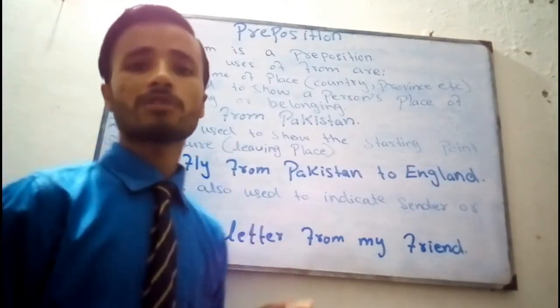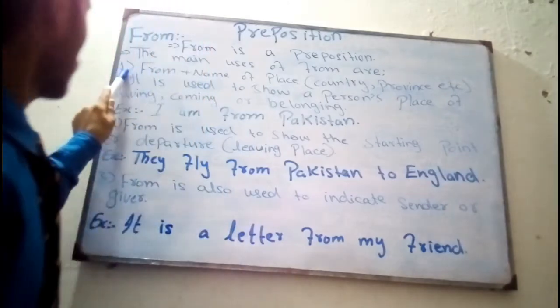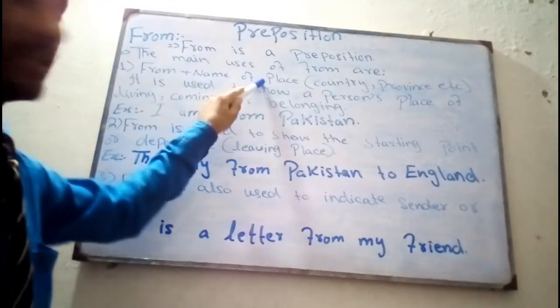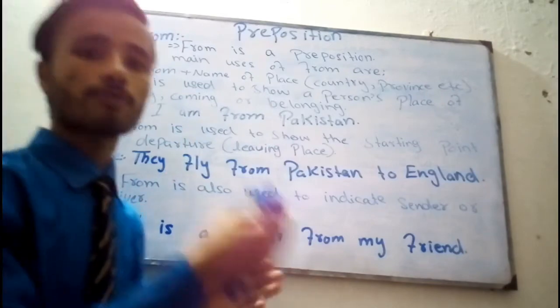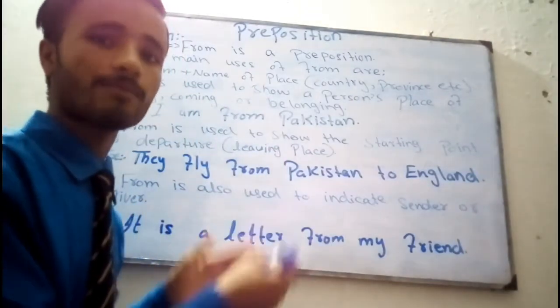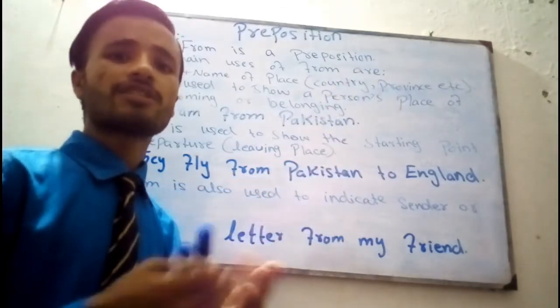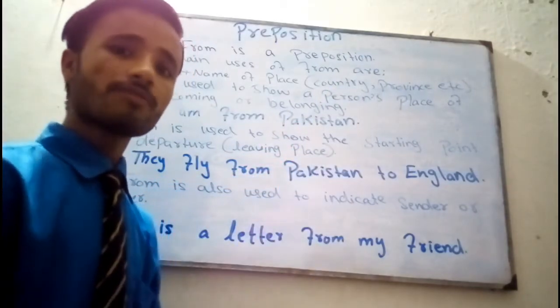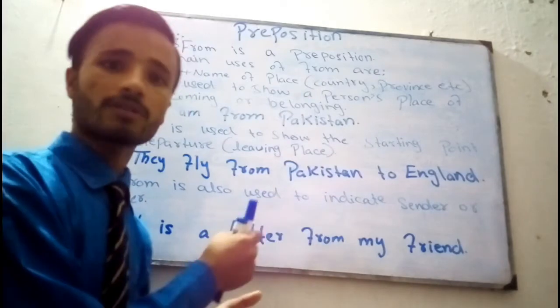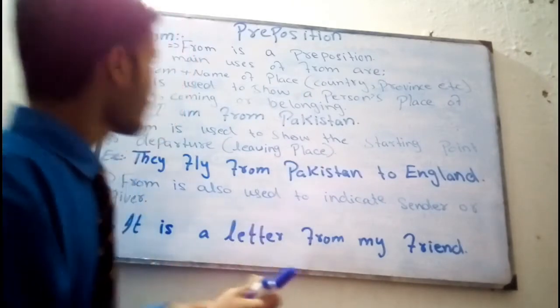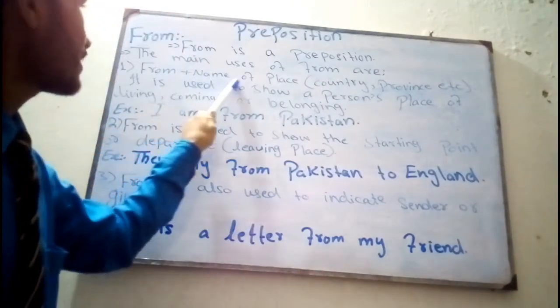So I am going to explain one by one. See, the first one: from plus name of place. We have to use from before the place name, whether that is a country, province, city, street, home, etc., right? So we have to put from before the name of place. Is this clear? See, from plus name of place.